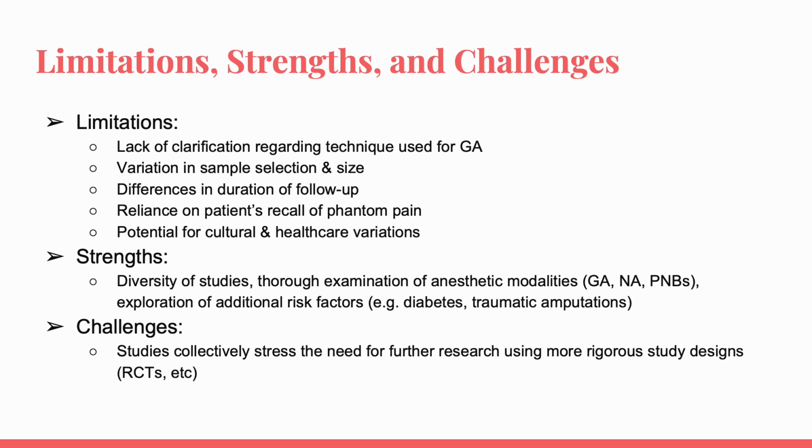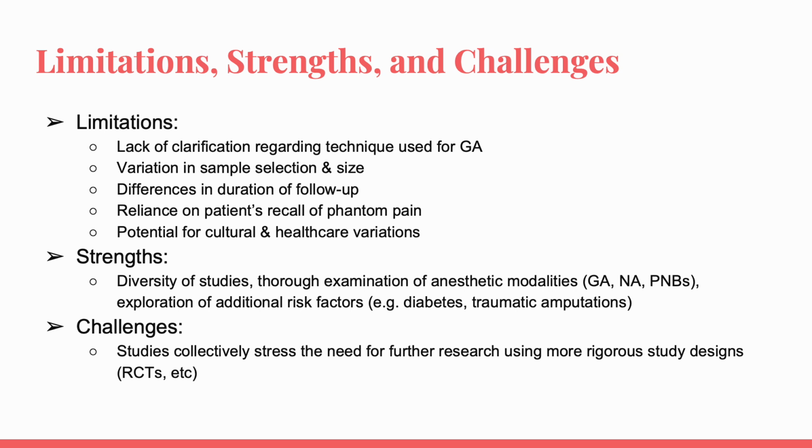Also, limitations include reliance on patients' recall of phantom pain that could contribute to recall bias. And lastly, there's potential for cultural and healthcare variations as the studies were from 4 different countries. Strengths include the diversity of studies, thorough examination of anesthetic modalities, including general anesthesia, neuraxial anesthesia, and peripheral nerve blocks. Also, exploration of additional risk factors such as diabetes and traumatic amputations, which could contribute to phantom limb pain, was addressed as well.